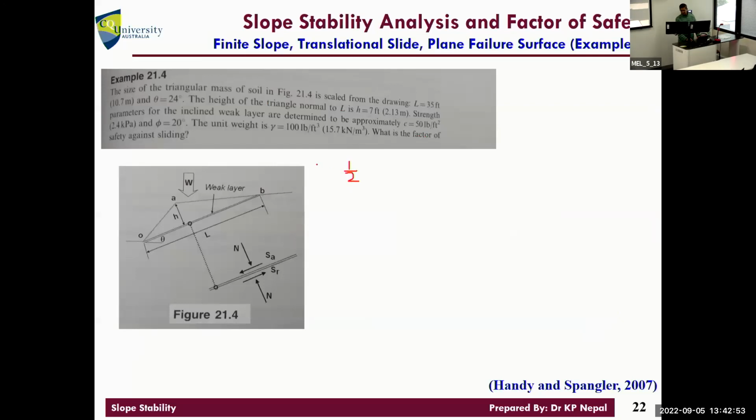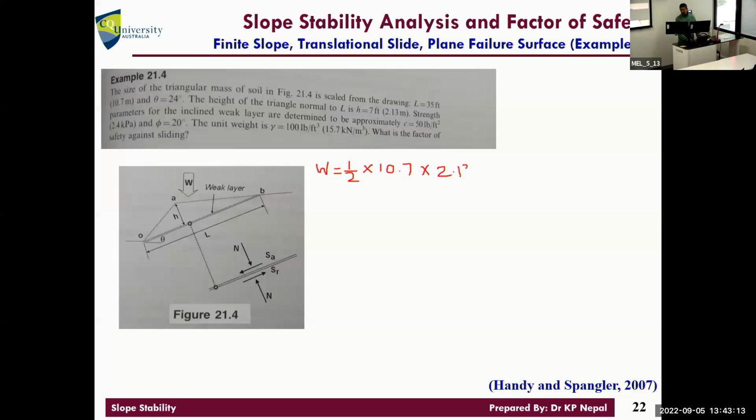I'm calculating W, all right? So half times base, and base is L. How much is L? 10.7. Half base times height, H is 2.13. That's the area we got.